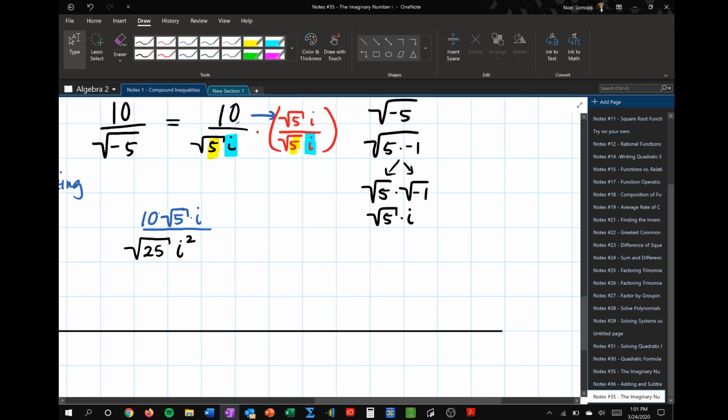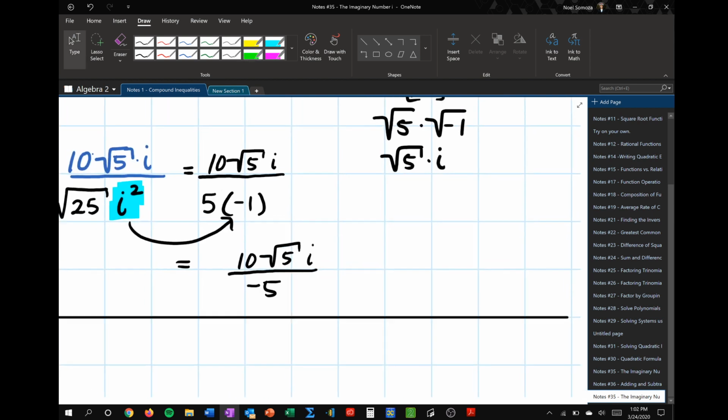Okay, so now let's simplify a little bit. The numerator, nothing to clean up there. Still 10 square root of 5I. But denominator, check it out, square root of 25. What do you get there? That's a 5. I squared. Well, here, remember the rule, right? I squared, we can convert that into a -1. Okay. So now, my numerator, here's what I have. 10 square root of 5I all over. Well, 5 times -1 is just -5.